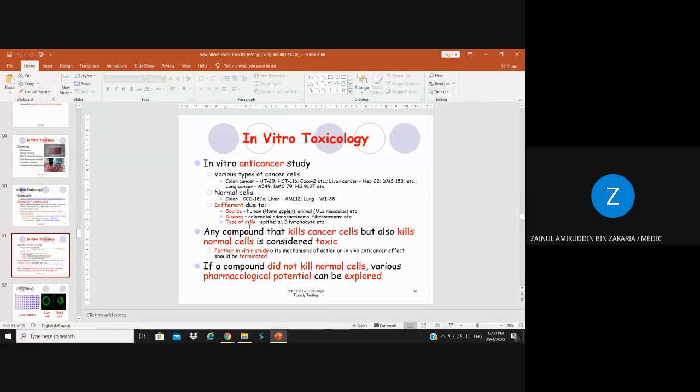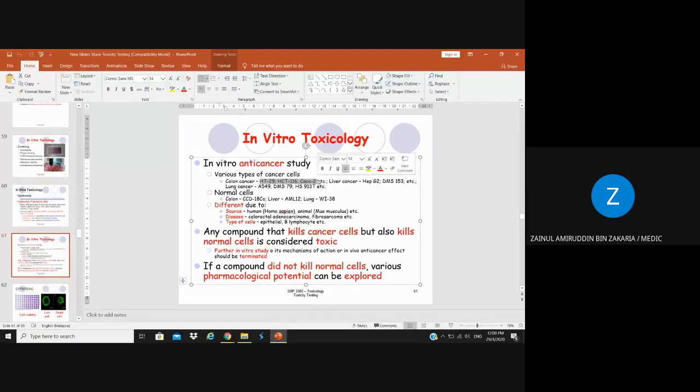And then the type of cell itself, whether epithelial or B lymphocyte and so on, that is what makes the variety of cells available for a particular cancer. Okay, and you can choose any of these cancer cells for your study.